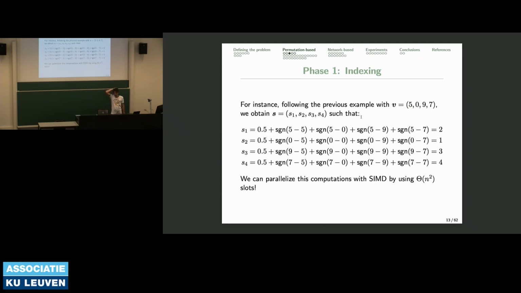So we, again, follow the example from before. We have 5097, and if we concentrate on this first term, we are just computing the difference between 5 and all the other terms in the vector. So we are computing 5 minus 5, 5 minus 0, and so on. We sum all these signum functions, we add 0.5, and we get out our indexing. Notice that we are computing actually n-square signum functions, which is an anticipation of the fact that we can parallelize all these things in a SIMD computation requiring n-square slots.